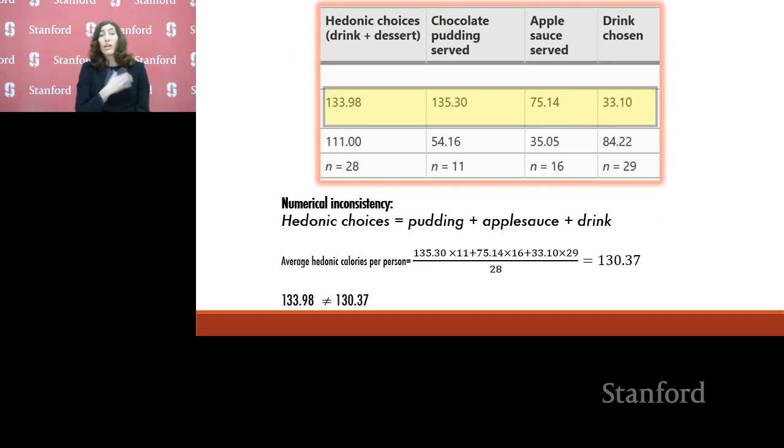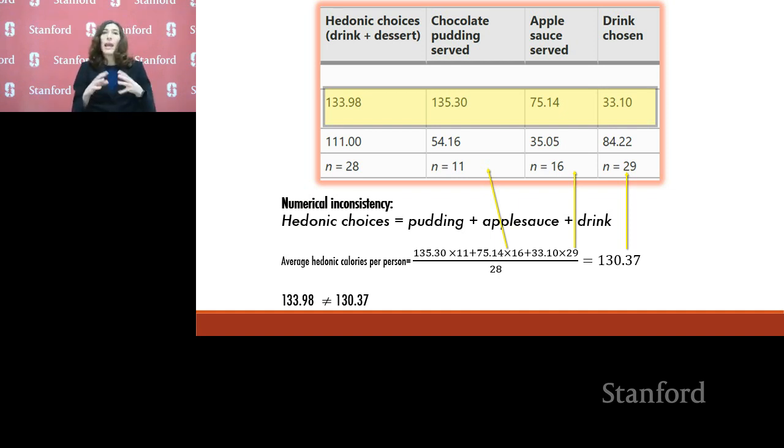So for example, the hedonic choices consist of the dessert plus the applesauce. So the latter three columns here should add up to the first column. The pudding plus the applesauce plus the drink should equal the overall hedonic calories. Now this calculation is slightly more complicated because if you look carefully, what you'll notice is that when the authors reported, for example, the chocolate pudding served, they didn't report for all 28 people. They just reported on average among the 11 people who took pudding, how much pudding on average did they take.